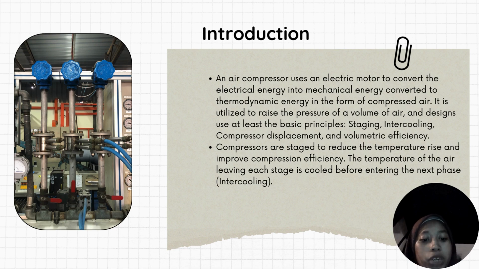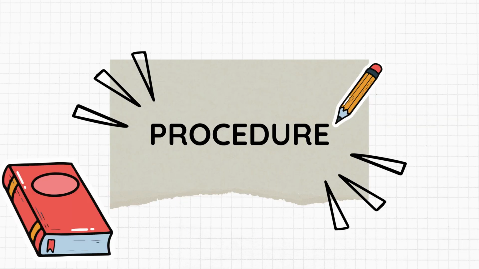Compressors are staged to reduce the temperature rise and improve compression efficiency. The temperature of the air leaving each stage is cooled before entering the next stage. For this part, we will delve into the procedure and how the experiment is done.